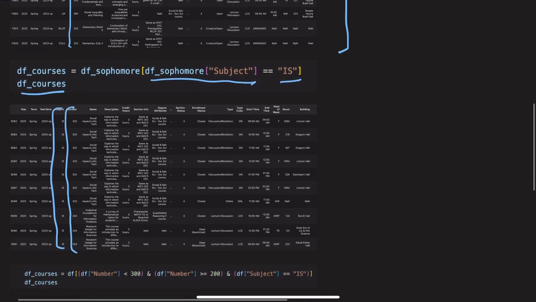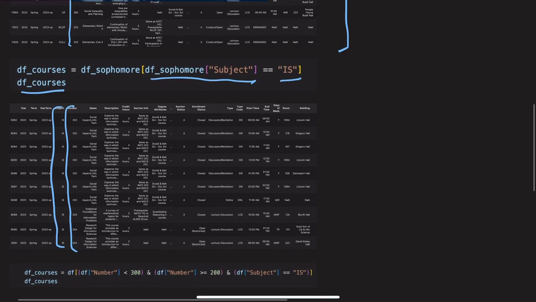You can do this all in one line by simply adding an extra AND symbol and then putting our last conditional, which is saying that we want the subject equal to IS, and you'd get the same results as splitting it up. Whatever makes it easier for you guys.